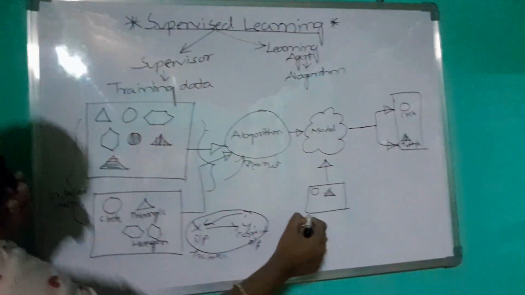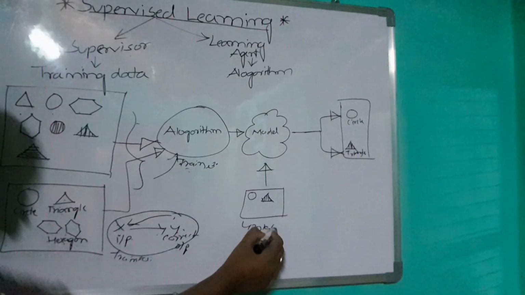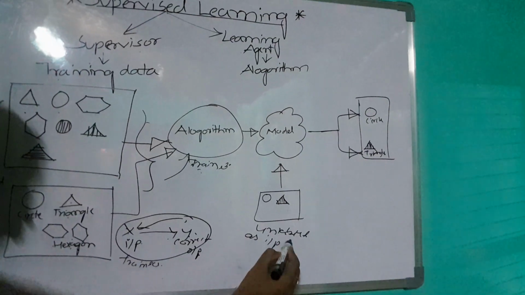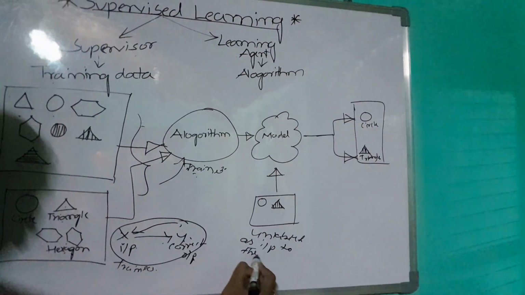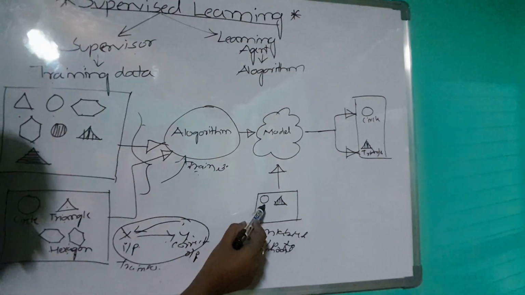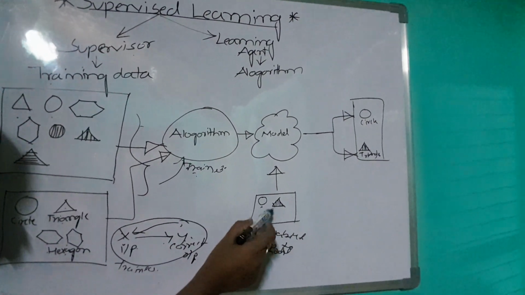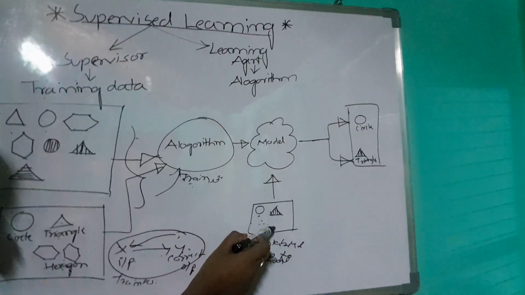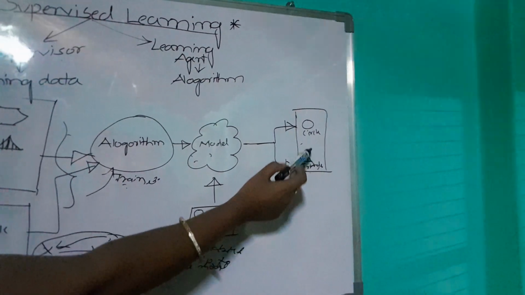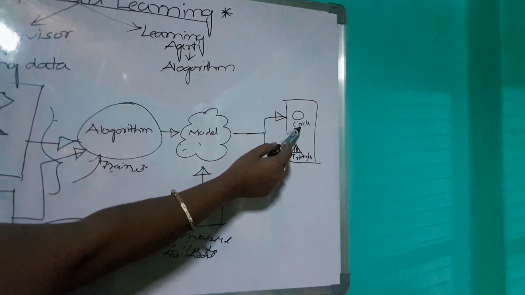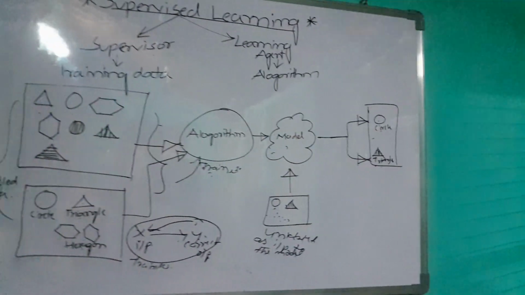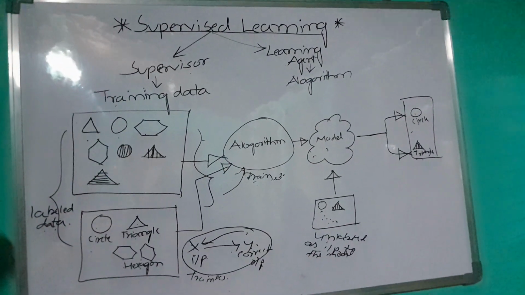And here we provided unlabeled data as input to the model. This is unlabeled data. This is also called test data. We provided test data to the model and the model gives the accurate output. That is, this shape belongs to circle category, this shape belongs to triangle category. So this is how our supervised learning technique works.